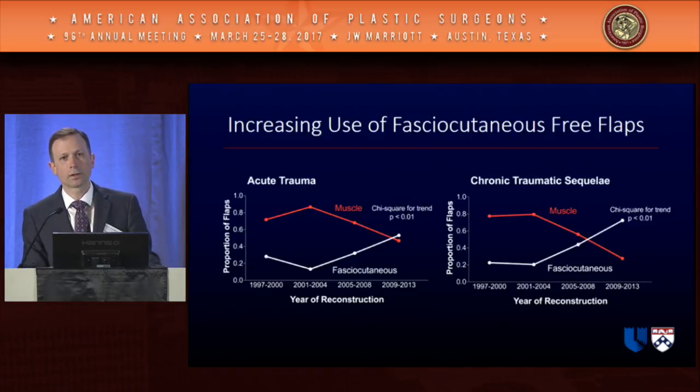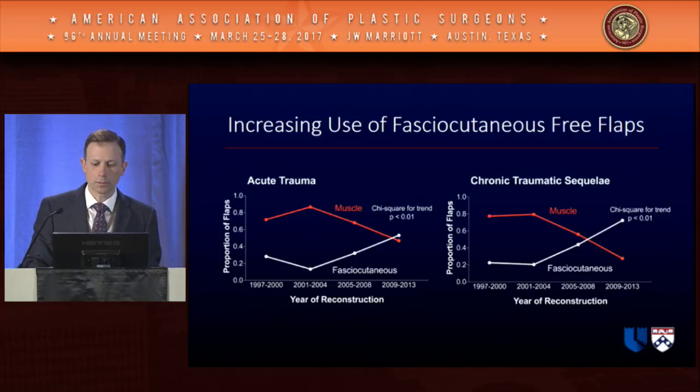Not surprisingly, if we look at the trends over time and the use of muscle versus fasciocutaneous flaps for both of these groups, fasciocutaneous flaps certainly were on the rise, while muscle flaps were on the decline, which reached statistical significance in both groups of patients.